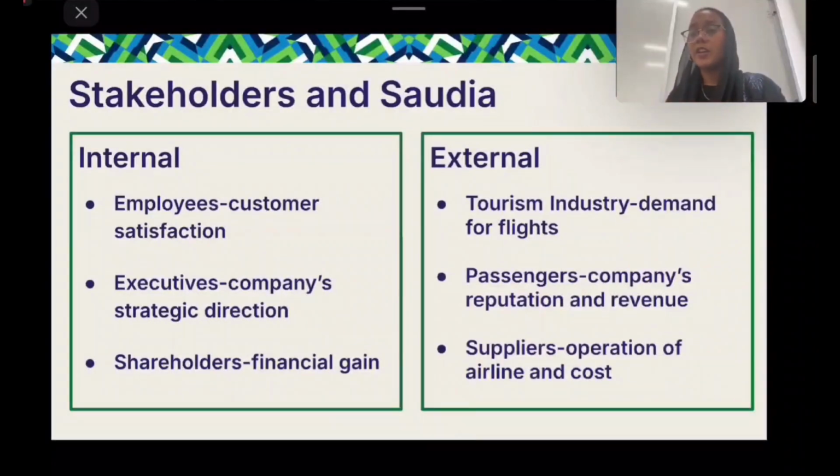And finally, suppliers also play a big role because they determine how much money the airline is going to need to pay to get these supplies and how much money they're going to need to charge others in order to break even and make a profit.